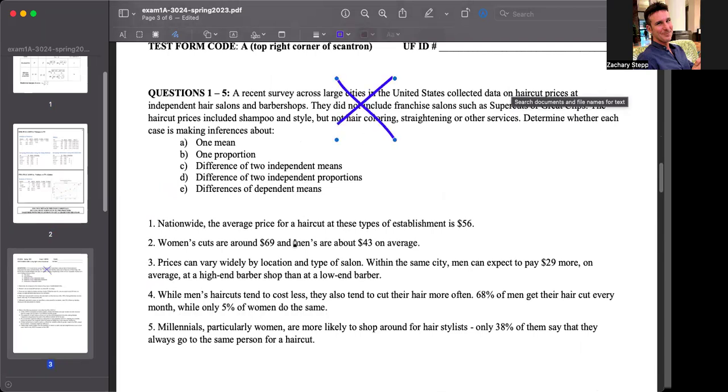I don't even read the paragraph, by the way. I just go right to and ask myself, mean or proportion, one or two groups, dependent or independent. Average price is a mean. There's only one mean there. That's got to be answer choice A, and go through those.